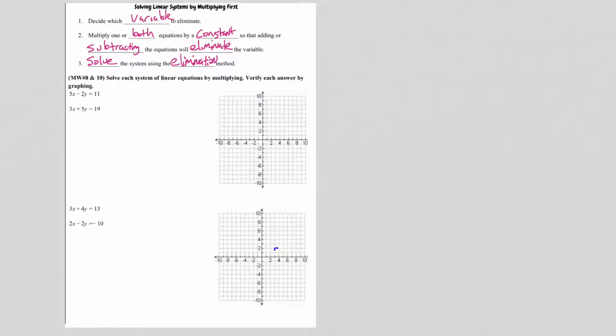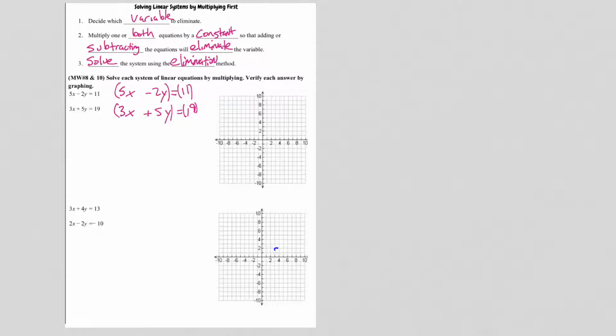And let's see, I'm going to do that by, if I have 5x minus 2y equals 11, and 3x plus 5y equals 19. And I pick the y's to eliminate. Basically, I'm going to multiply. The thing that comes to mind is for 2 and 5 is the number 10.